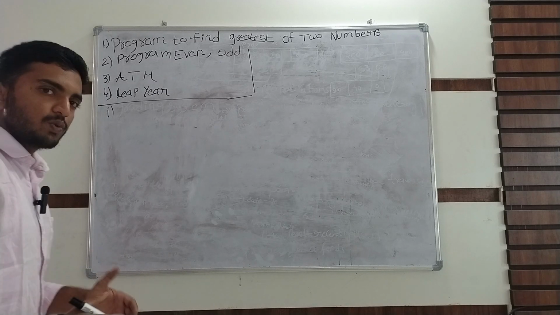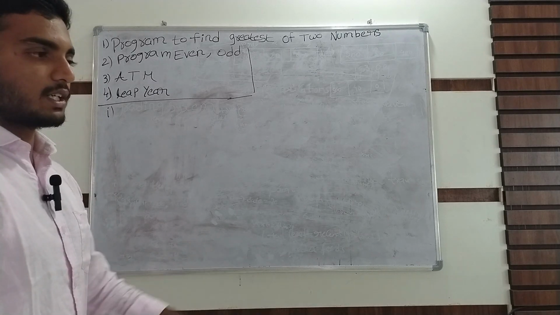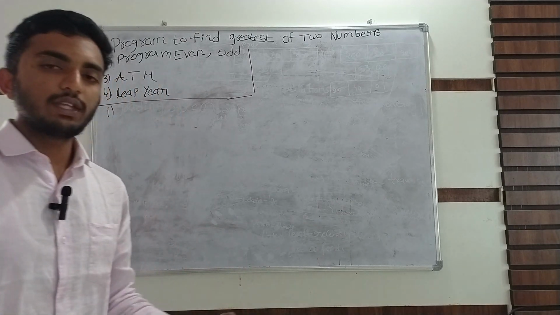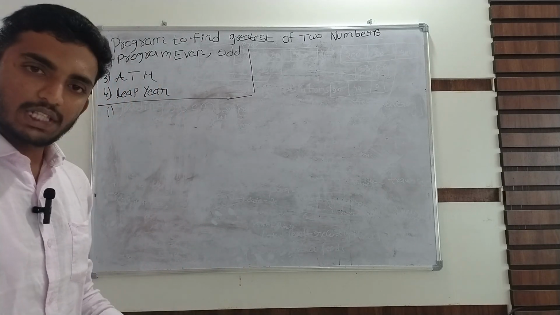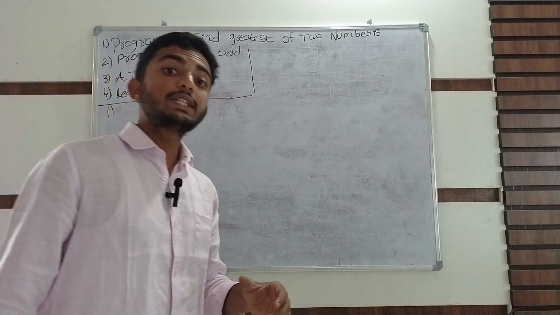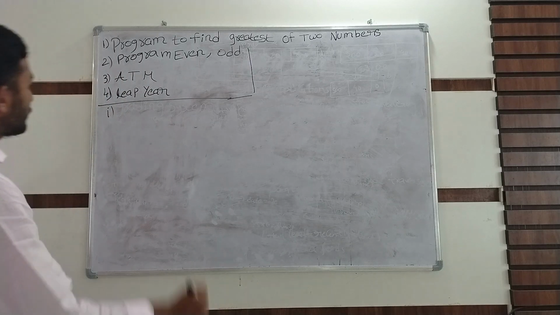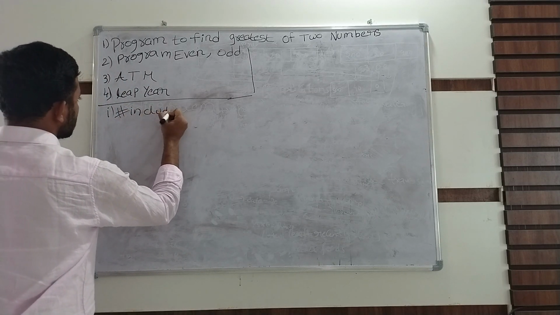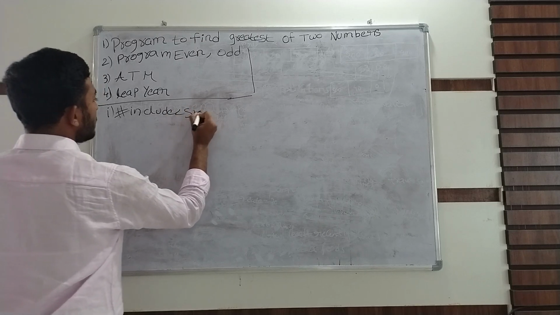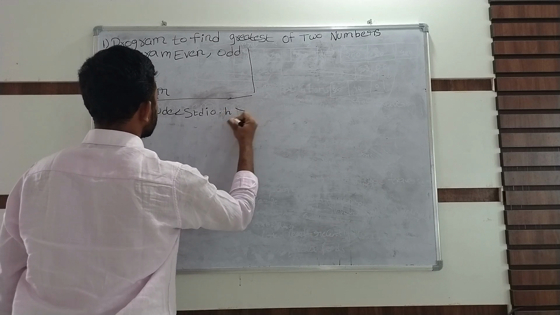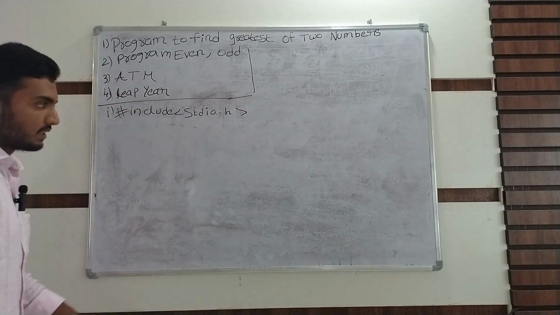First, what do we have to do to start a program? We have to include the header files. Which header files do we include? The standard input and output header files. That's why we write hash include stdio.h. Std means standard, and io.h means standard input output header files.